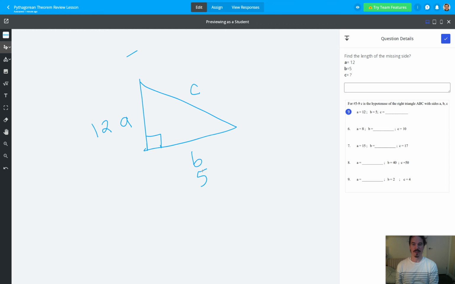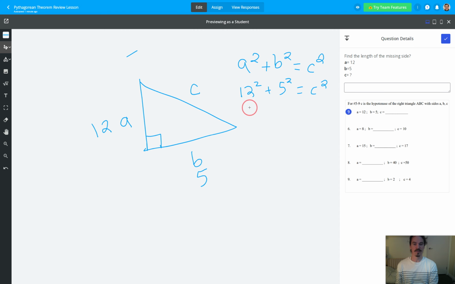Now again, this isn't accurate, right? Because this seems a little bit longer than the A, so I should have switched this, but it doesn't really matter. Okay, we're just trying to find C. So what we're going to do is go A squared plus B squared equals C squared, and then plug these in. 12 squared plus 5 squared equals C squared. And then you're going to solve this.